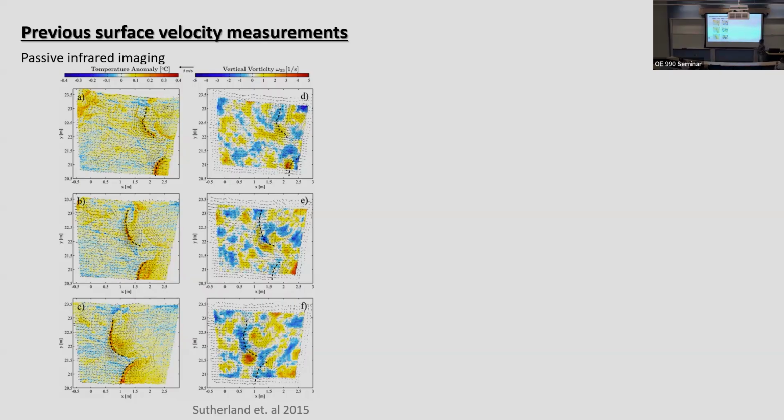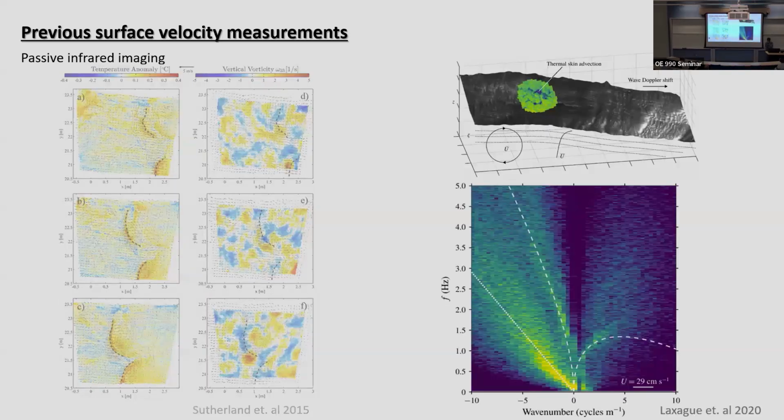But this work was published by Sutherland et al. in 2015. Panels A, B, and C show the velocity field with the velocity vectors, and the dashed line shows the wave breaking region, the bore of the wave breaking region. Panels D, E, and F in these plots show surface vorticity that was calculated from the velocity field. They remarkably used this vorticity field to calculate a vorticity spectrum, and used that vorticity spectrum to calculate the decay dissipation rate at the surface.